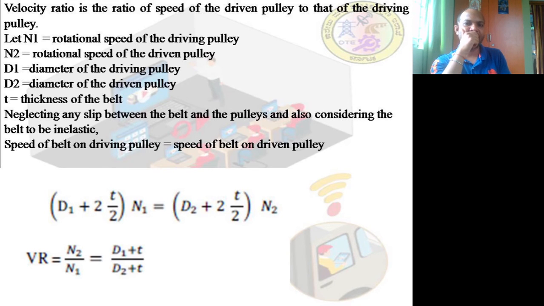Now, if N1 is the rotational speed of the driving shaft and N2 is the rotational speed of the driven shaft. Now we have a driving shaft and we have a driven shaft. This driving shaft pulley is N1 and this driven shaft pulley is N2. The diameter of the driving pulley is D1 and the diameter of the driven pulley is D2. Thickness of the belt is given by T. T is equal to thickness of the belt.